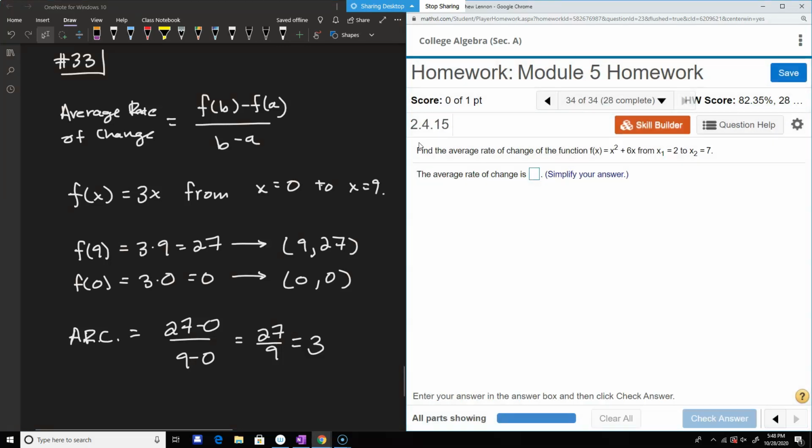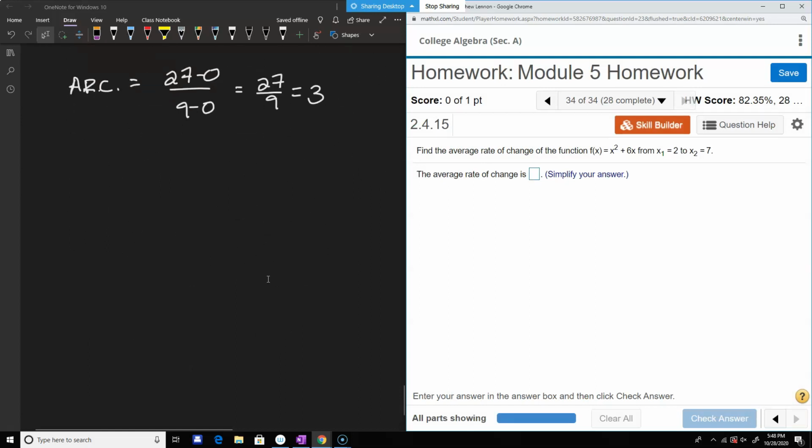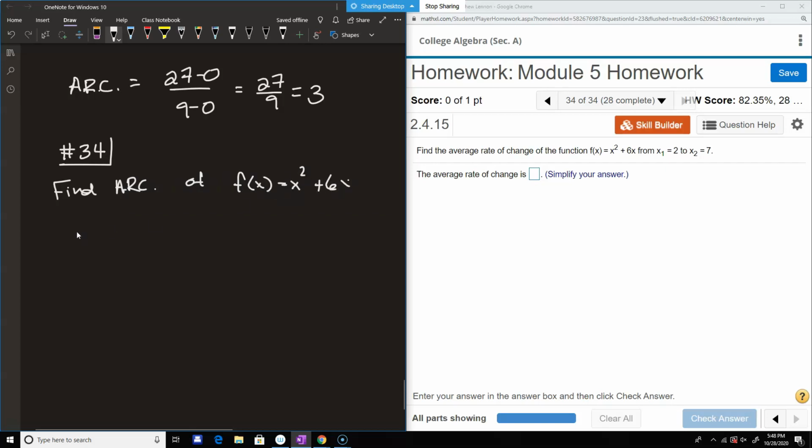And then the last one, we have another average rate of change. Number 33 just so happened to be a linear function already. So the average rate of change was just the slope. For number 34, however, we have something a little more complicated. We want to find the ARC of f of x equals x squared plus 6x from x equals 2 to x equals 7.